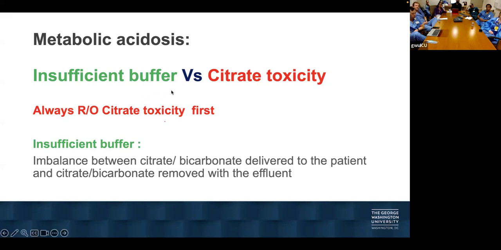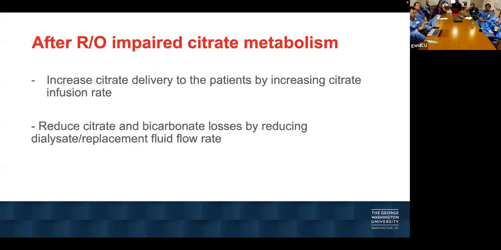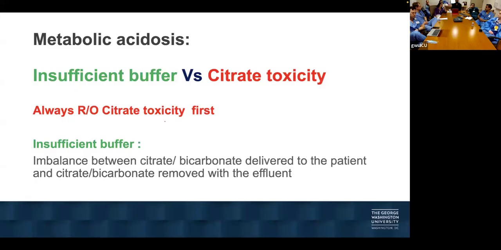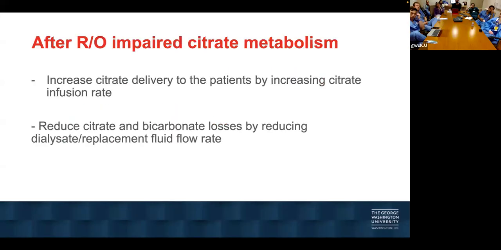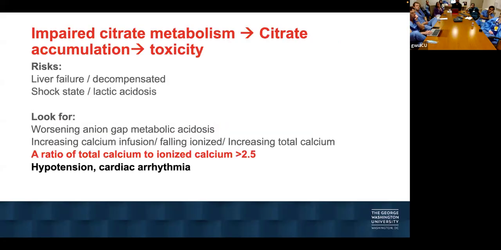If we think there's no citrate toxicity, we looked at the ratio, we looked at everything, looks okay, then you can just increase your buffer, increase your citrate. After ruling out, you're increasing that fluid that has the citrate in it. Correct. So after ruling out, you can just increase your citrate delivery by increasing your citrate infusion rate.